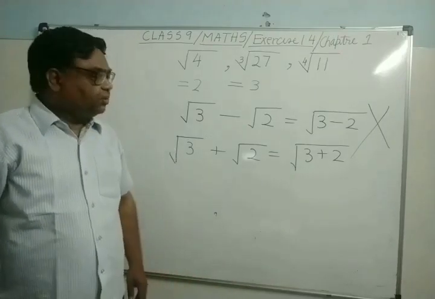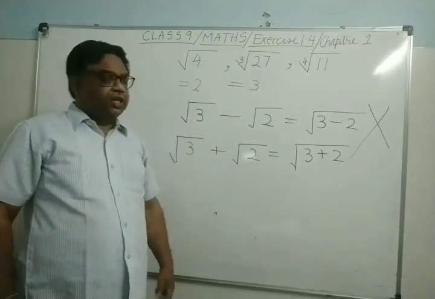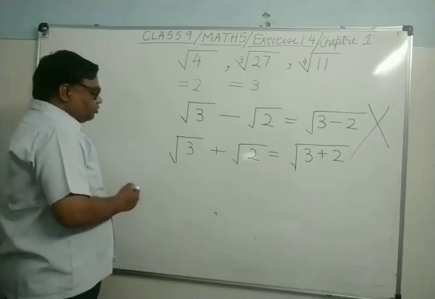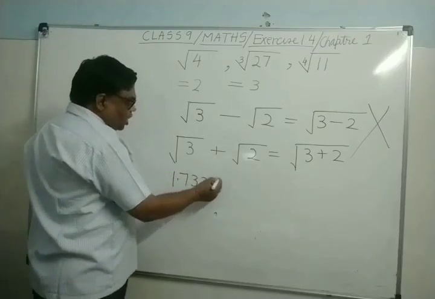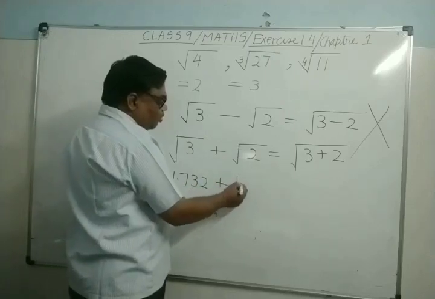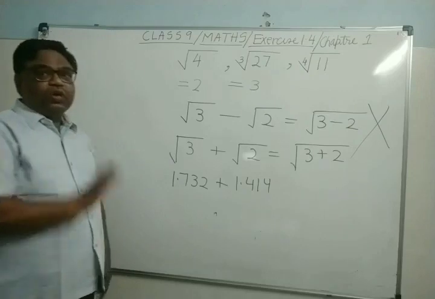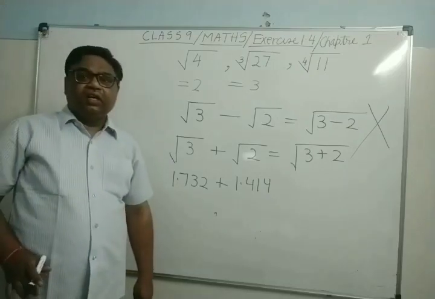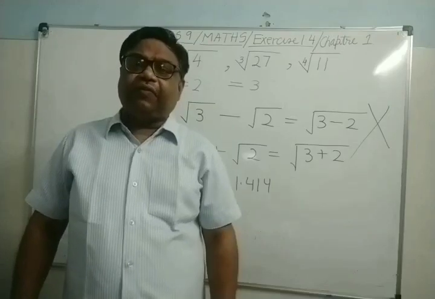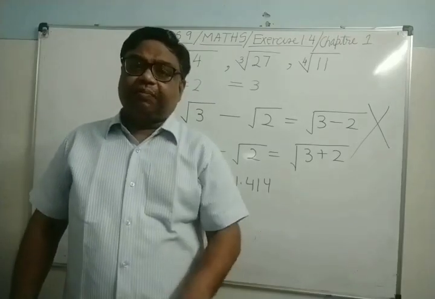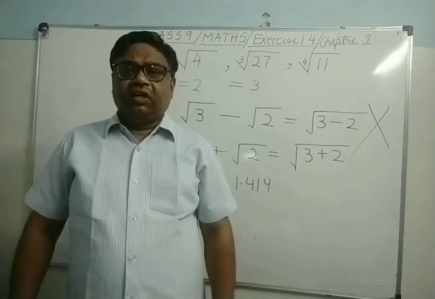We can do the simplification only when we put in these values. What is its value? You remember, root 3 is 1.732, and here the value is 1.414. It's clear? Then you can simplify. Keeping the sign of the surd, we cannot simplify addition or subtraction. So this is rule number 1. You remember this.